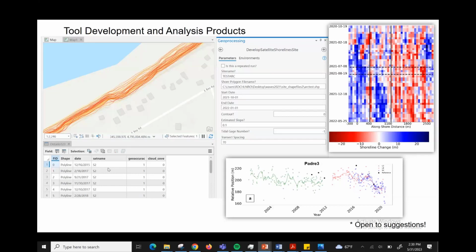So those are some of the products we're thinking of thus far, but again, we're hoping to lean on the district users ultimately.